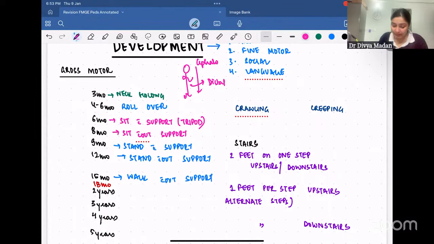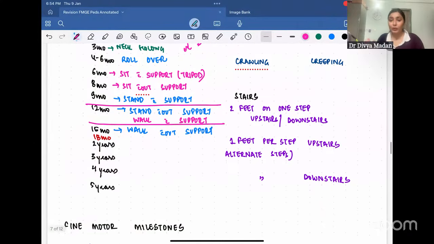At 12 months, on the first birthday, what was the child doing? Standing without any support and cutting the cake. And for walking, the child was needing support. At 15 months, now the child will walk without support.